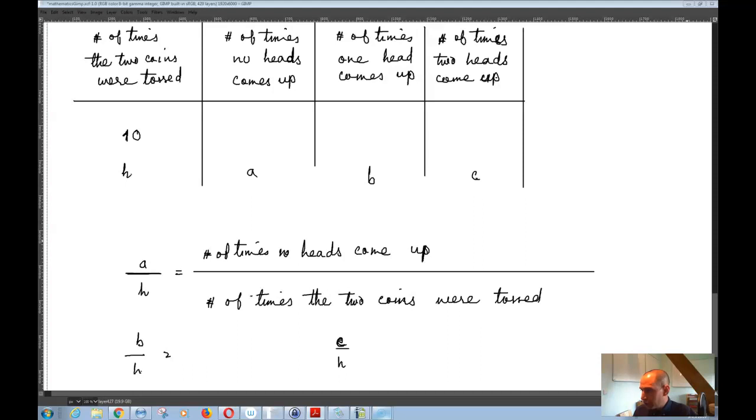And you can calculate these two fractions. Now, you can again do the same thing, meaning that you can increase the number of coin tosses and see what happens to these fractions. Now you will find that the more the number of tosses, the closer are the values of A, B, C to, for example, one of them gets closer to 0.25, one of them gets closer to 0.5, and one of them gets closer to 0.25.